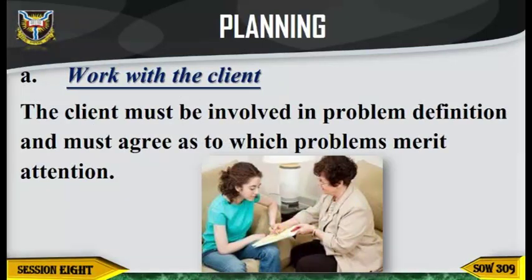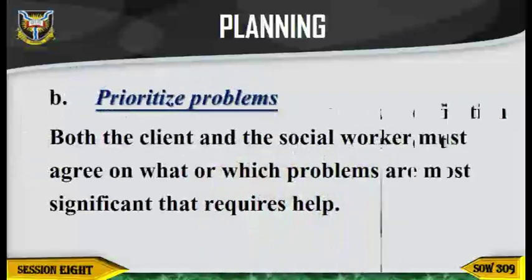A. Work with the client. The client must be involved in problem definition and must agree as to which problems merit attention. The social worker must take advantage of the client's strengths. B. Prioritize problems. Both the client and the social worker must agree on which problems are most significant and require help. The social worker must be able to analyze the problems critically in a professional manner.